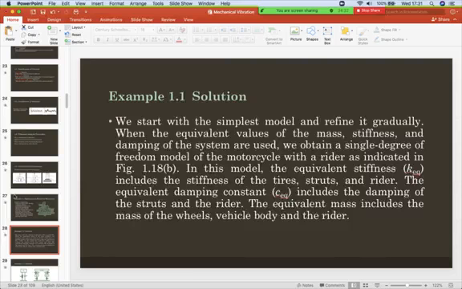Okay, after that we have a solution for that. So this is the answer. So just read it, and I think I've mentioned that already. The equivalent damping constant, CEQ. So always remember that if you refer to damping, it's CEQ. It includes the damping of the struts and the rider. And the equivalent mass includes the mass of the wheel. And the stiffness is KEQ. We have the mass of the wheels and the body.